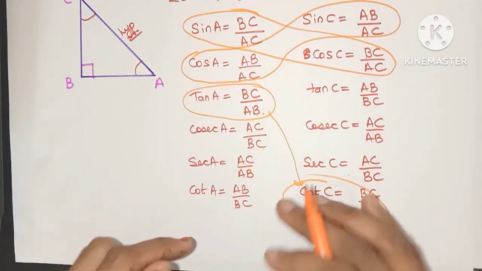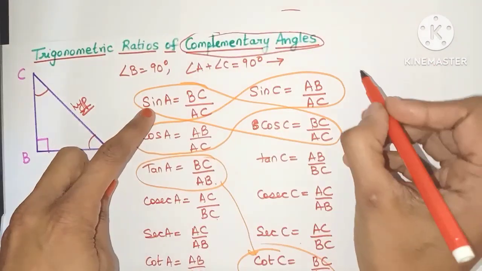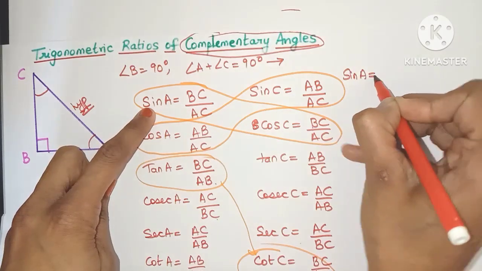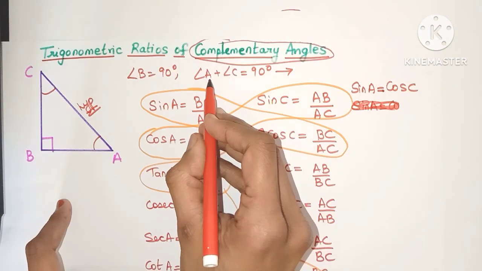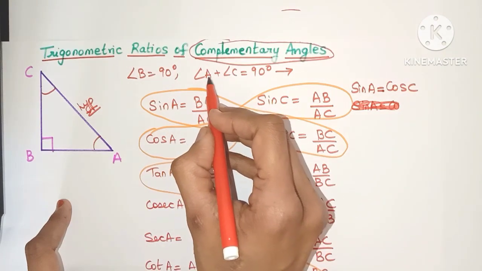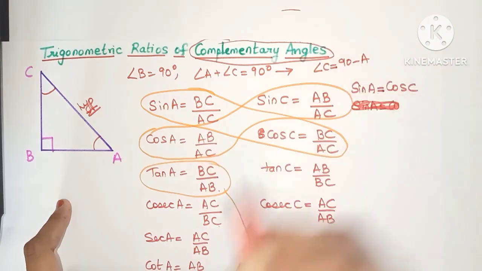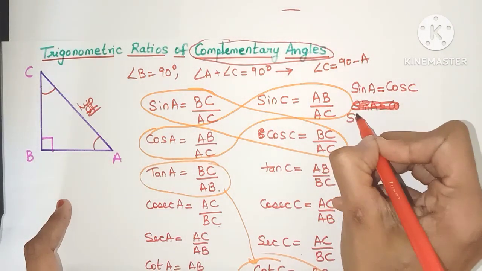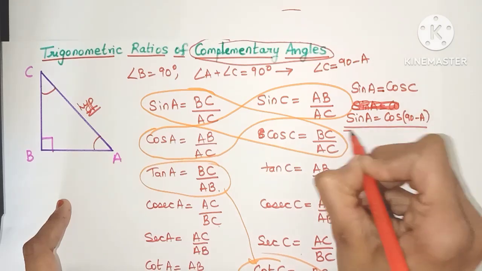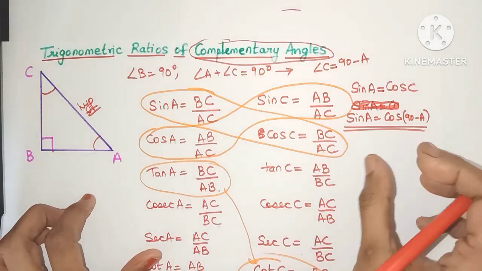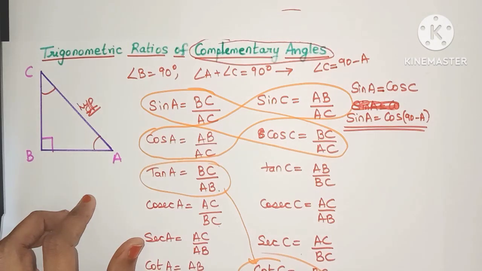And if you keep checking, friends, you will come across a very interesting relationship, and that is sine A will be equal to cos C. Is it not? We just found out. But what is the relation between angle A and C? See, if angle A plus angle C is 90, that means angle C, I can write it as 90 minus A. Is that not true? So here, I can write C as 90 minus A. And friends, this is a very, very important conclusion that we have arrived at. Sine A is always cos of 90 minus A.